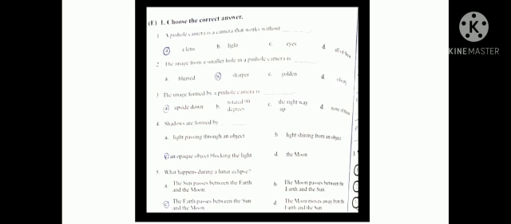Choose the correct answer. Number 1, a pinhole camera is a camera that works without a lens. A option is correct. Number 2, the image from a small hole in a pinhole camera is sharper. Number 3, the image formed by a pinhole camera is upside down. Number 4, shadows are formed by an opaque object blocking the light. Number 5, what happens during a lunar eclipse? The earth passes between the sun and the moon.